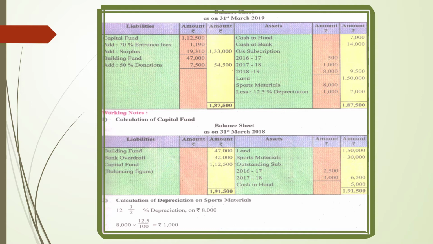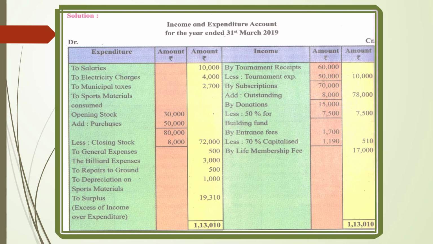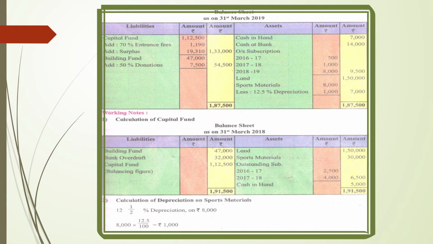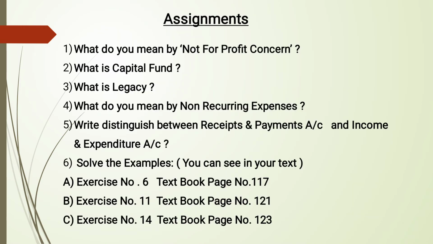We have already mentioned the outstanding subscription of the last 2 years, that is 16-17, 500 and 17-18, 1,000. So under this head you have to write 2018-19, meaning current year outstanding subscription, that is rupees 8,000. So a total amount of 9,500 of outstanding subscription is mentioned in the outer column of the asset side. So students, clear this point of subscription. This is a very important term.